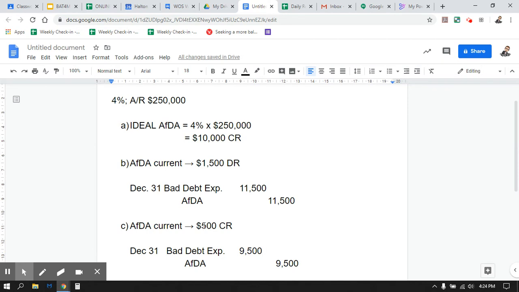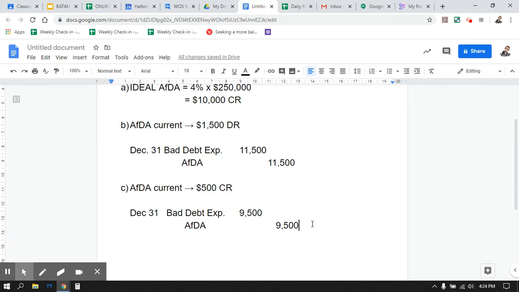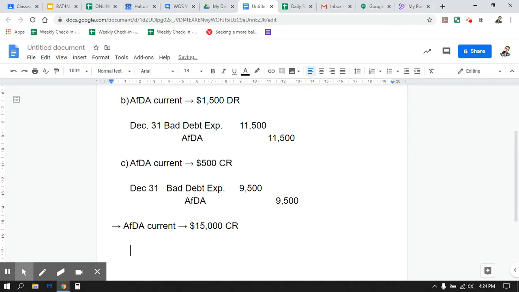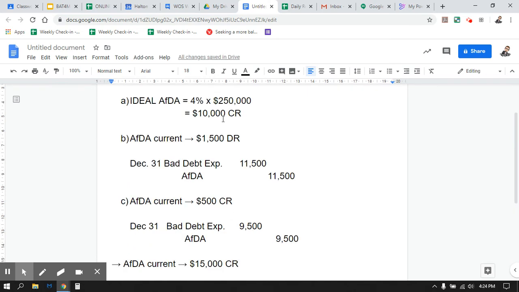Now, it could happen, and it's very odd, but it could happen that you might have an actual larger starting balance. Let's say you had, and this is purely hypothetical, this isn't part of the problem, okay? Let's say you had AFDA of $15,000 credit. I'm not going to get into exactly what this means. It has some implications, but it's possible that my current balance is 15,000. My ideal balance, however, is 10. Well, it doesn't change the way I do things. I'm still going to adjust from 15,000 credit to 10,000 credit.